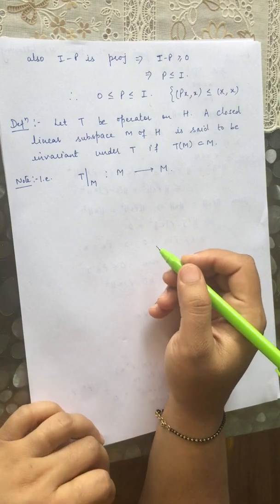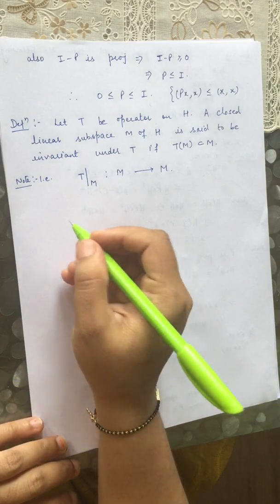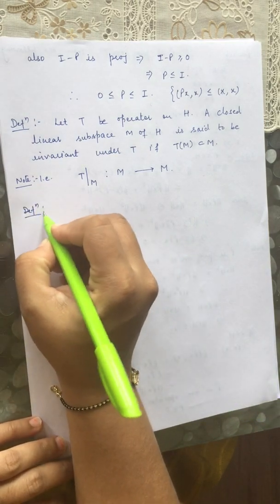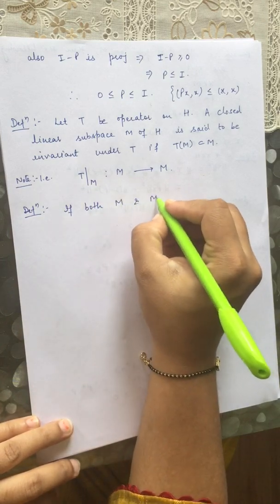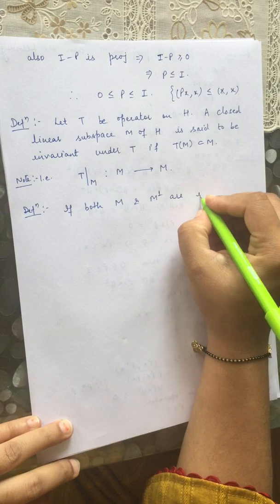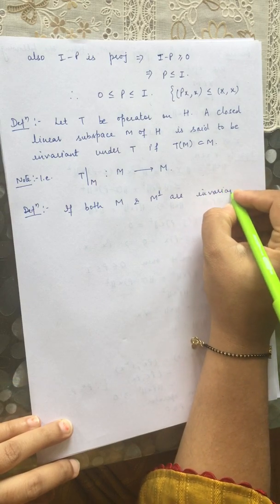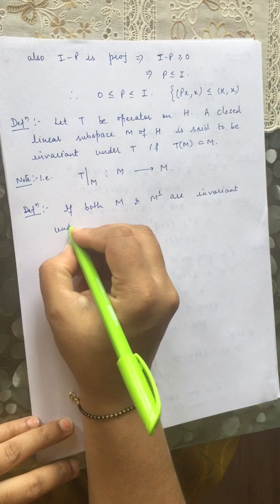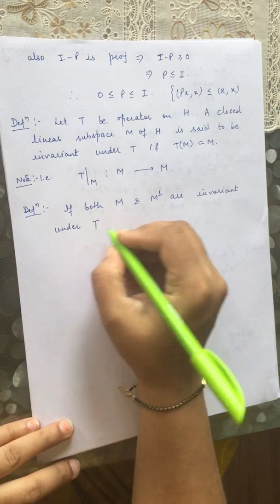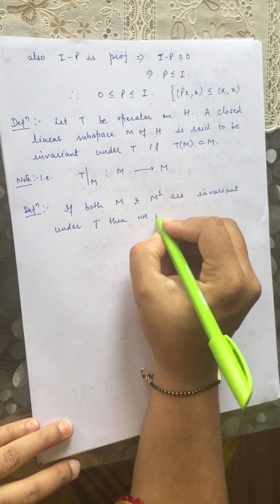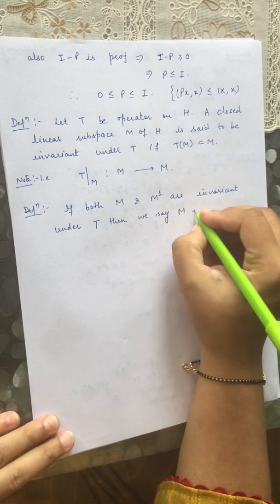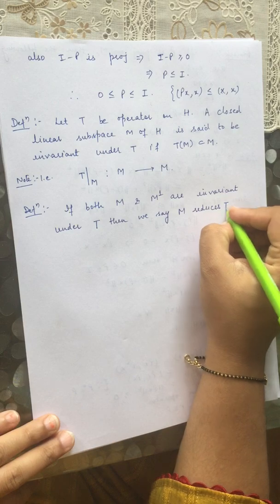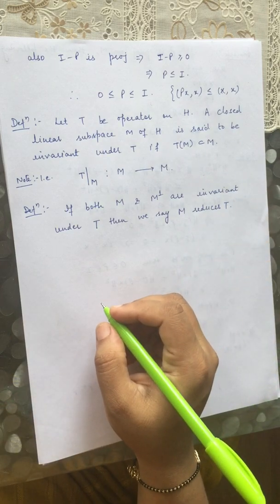If both M and M perp are invariant under T, then we say that M reduces T. So if both are invariant under T, that means T of M is contained in M and T of M perp is contained in M perp, then we say M reduces T. So this type of situation is very interesting.